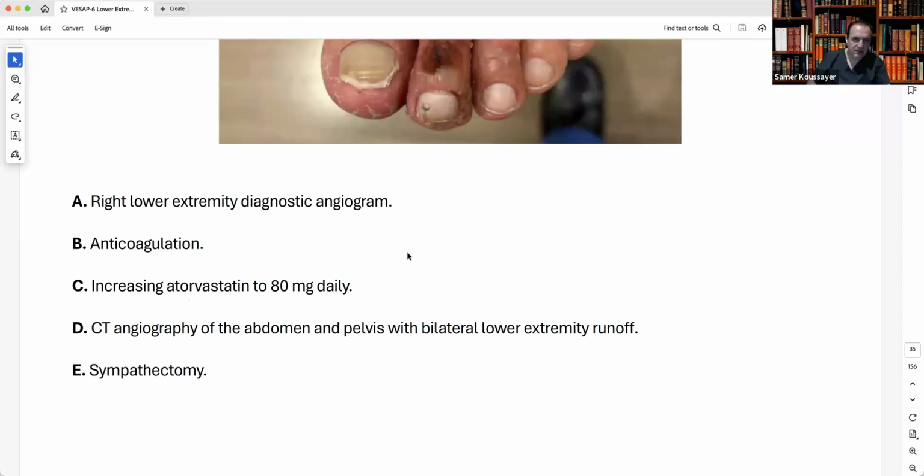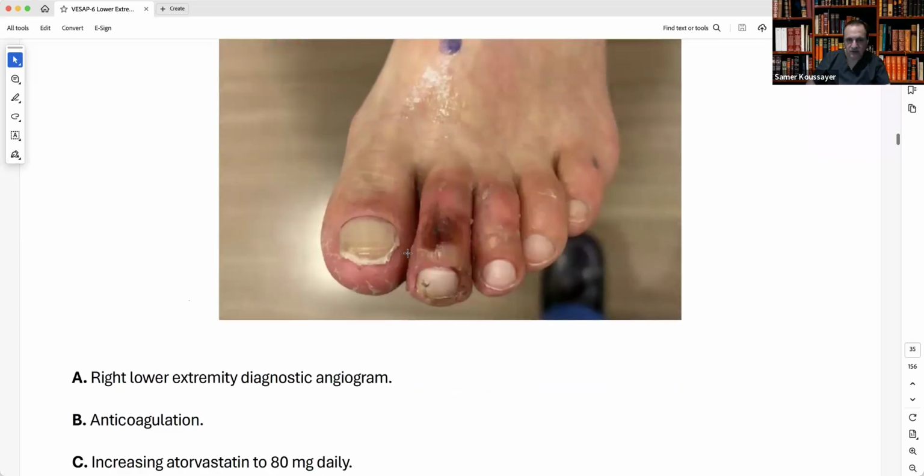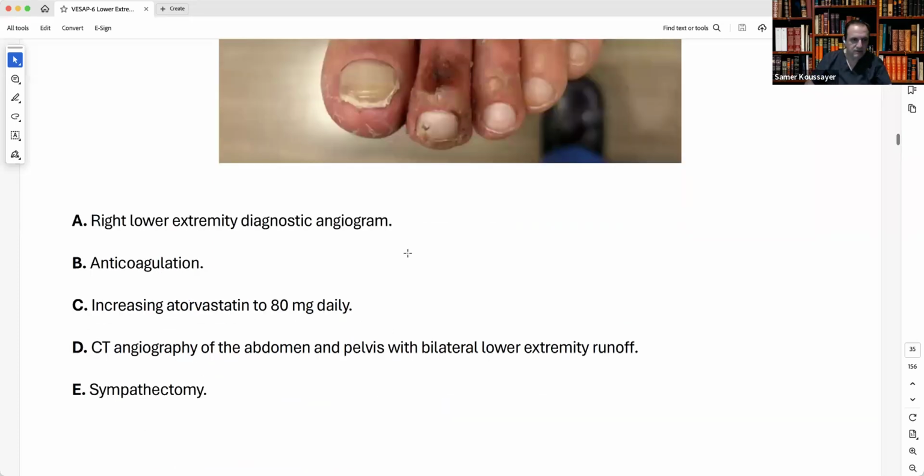Some people say they do sympathectomy, but I think this should be history for blue toe syndrome, because they thought this would dilate the arteries, so it would relieve the pain. But again, I don't think anybody does it anymore. So your best treatment again: antiplatelets, increase statins, and HBO if you have it.